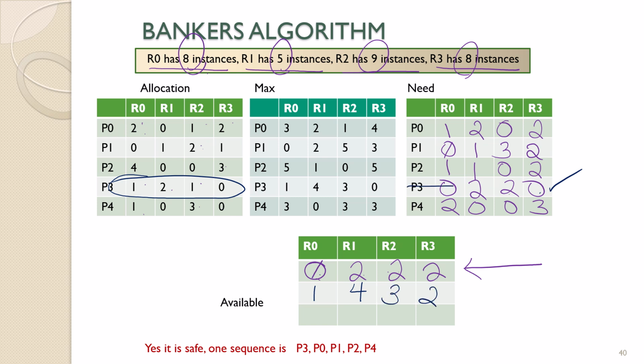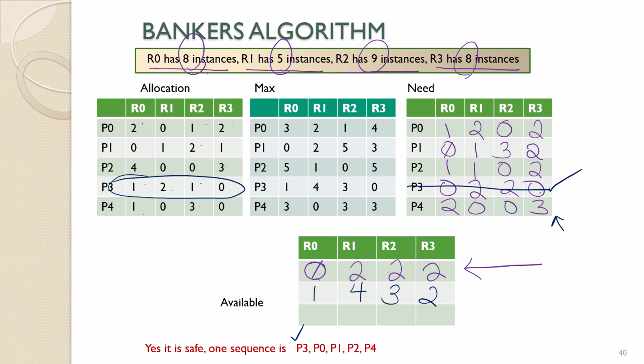So P3 is done. Now for the next one, I use 1, 4, 3, 2. P4 cannot use that because it needs 2 of resource 1. The next one I could do could be P2, that would be fine. Any of them would be fine. So that's how you do it.